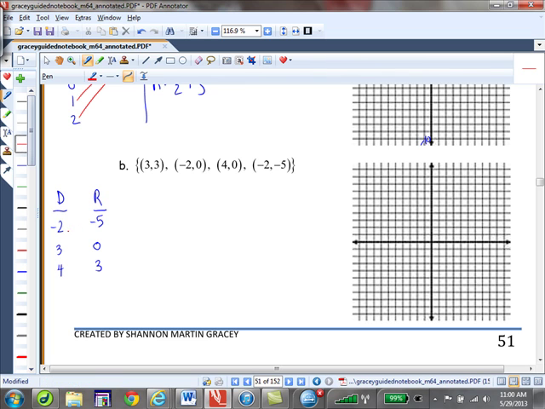So -2 corresponds to 0. And look, -2 corresponds to -5. So do you see this violates the definition for a function? You still have a relation, but you have a domain value that is going to two different range values. Therefore, this is not a function. But let's continue our mapping just for fun. 3 maps to 3 and 4 maps to 0. So it's because of that -2 mapping to both -5 and 0 that we have a relation which is not a function.